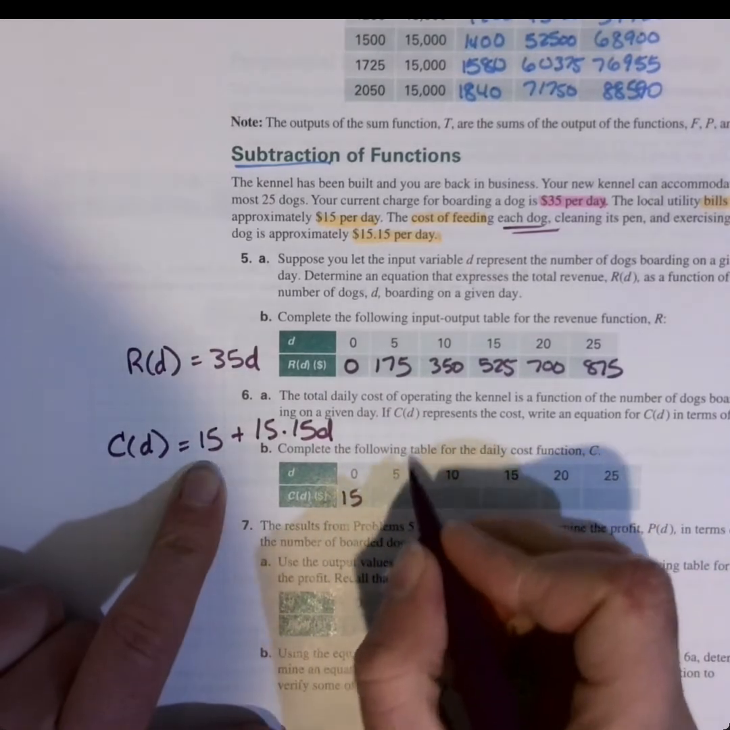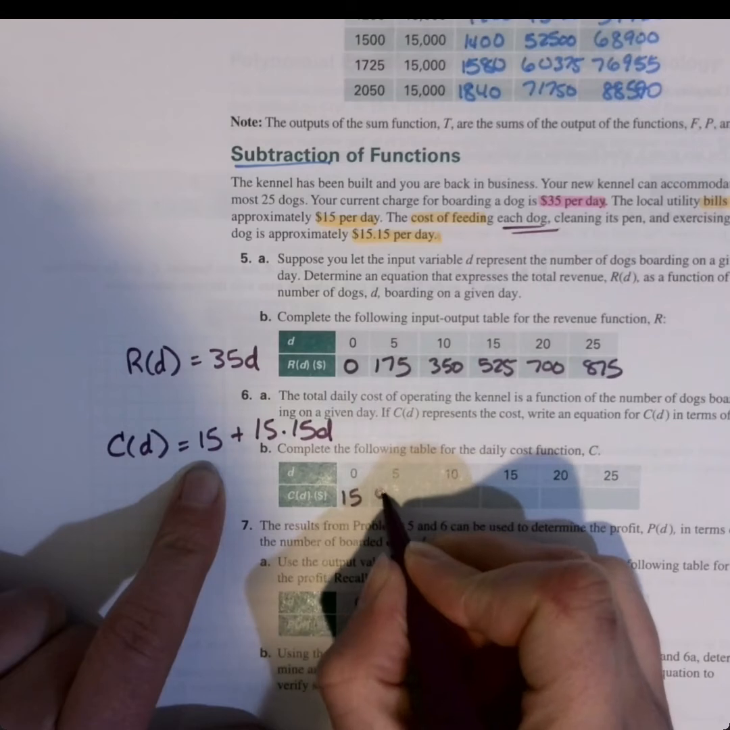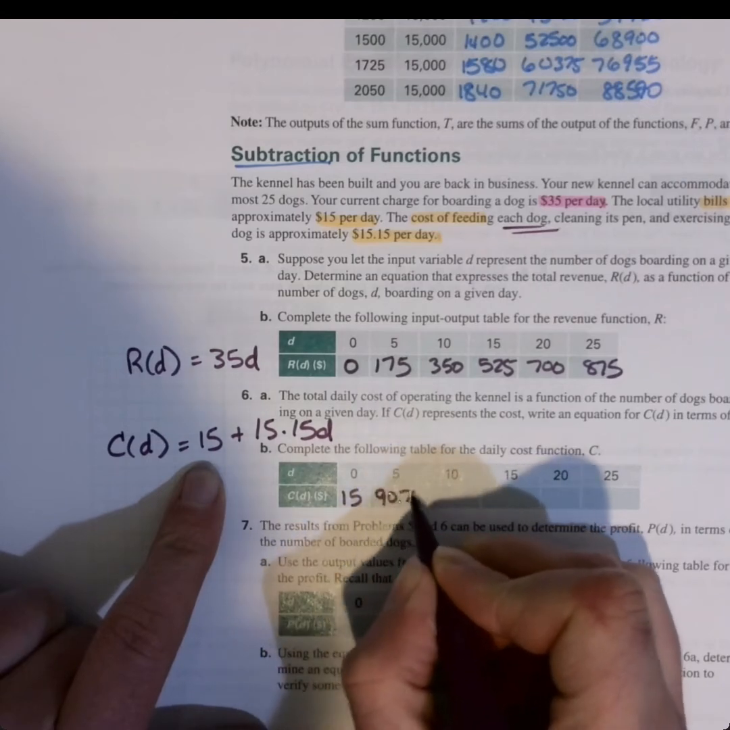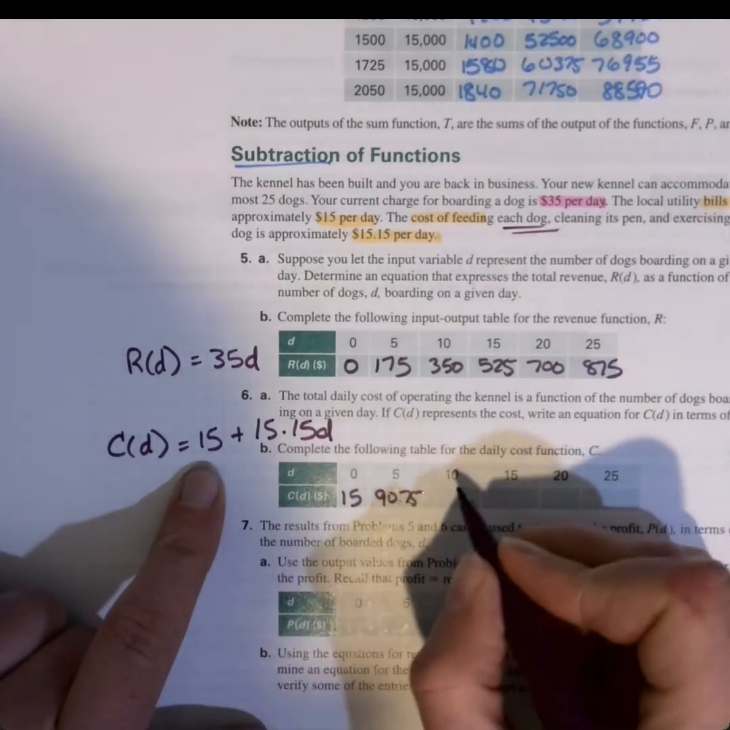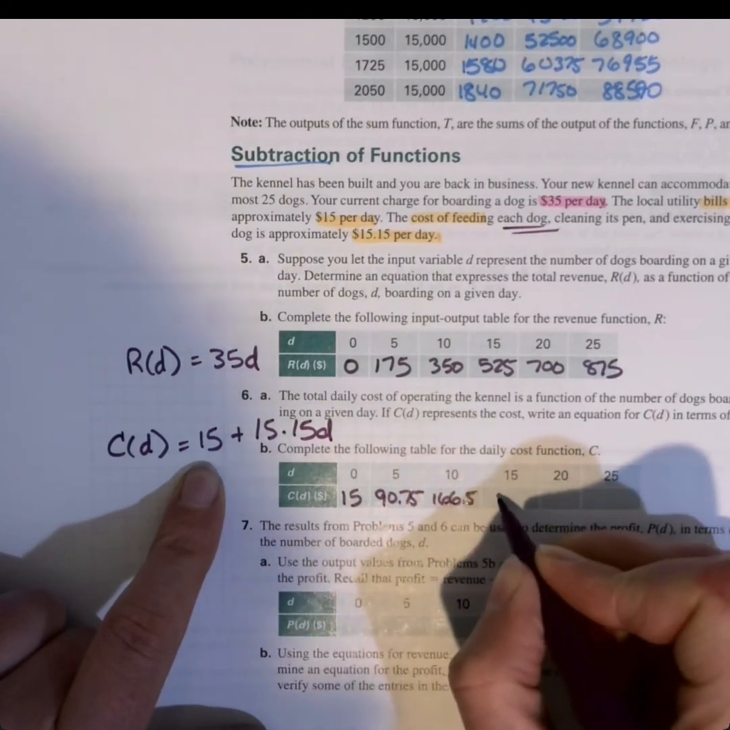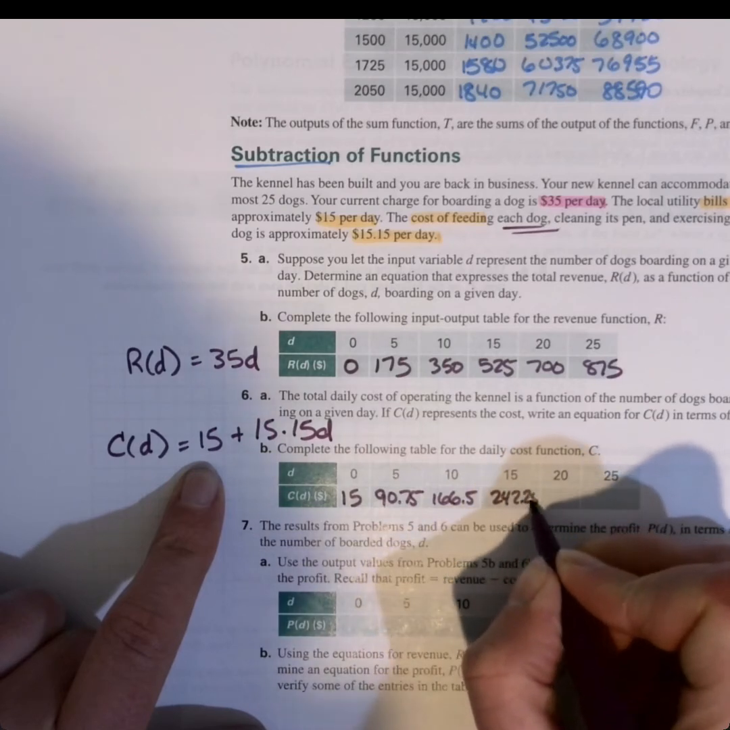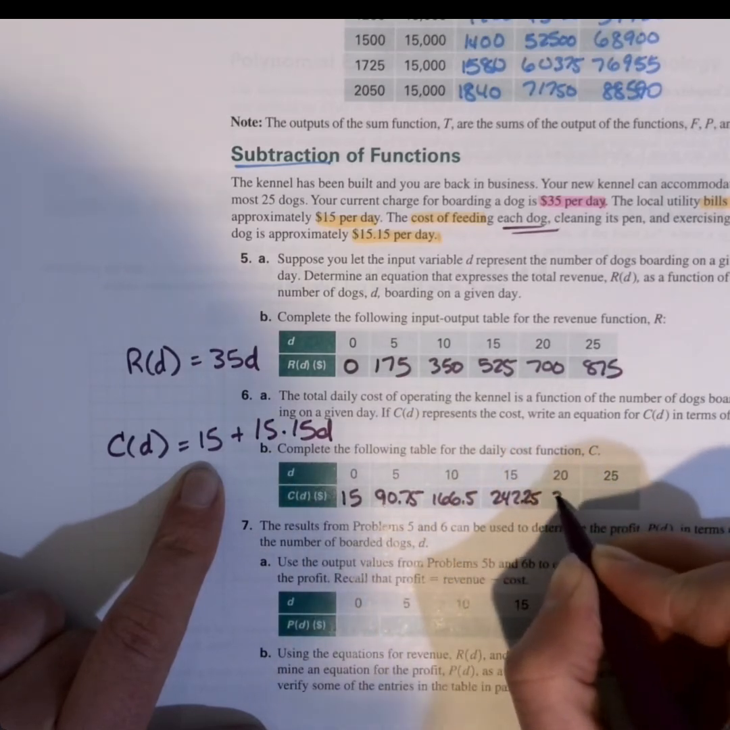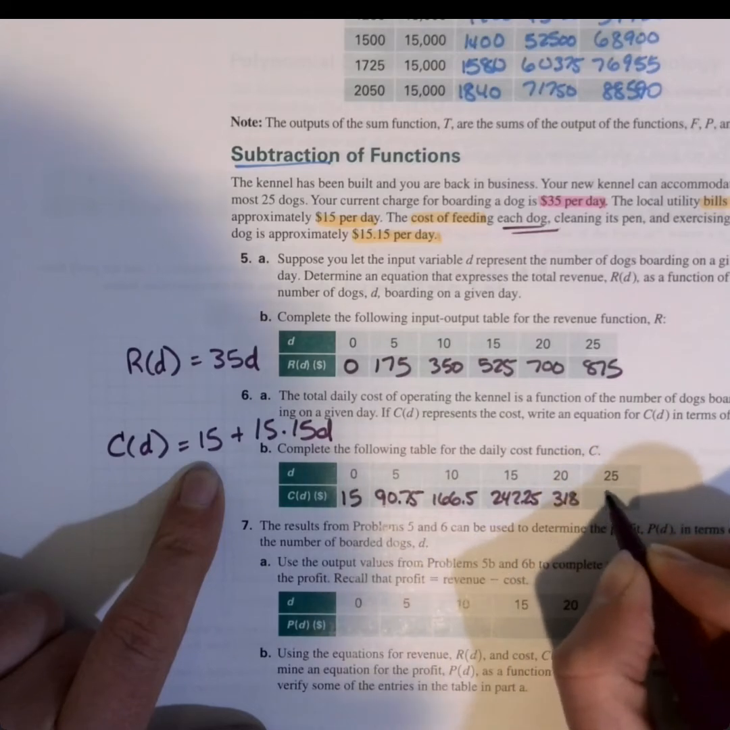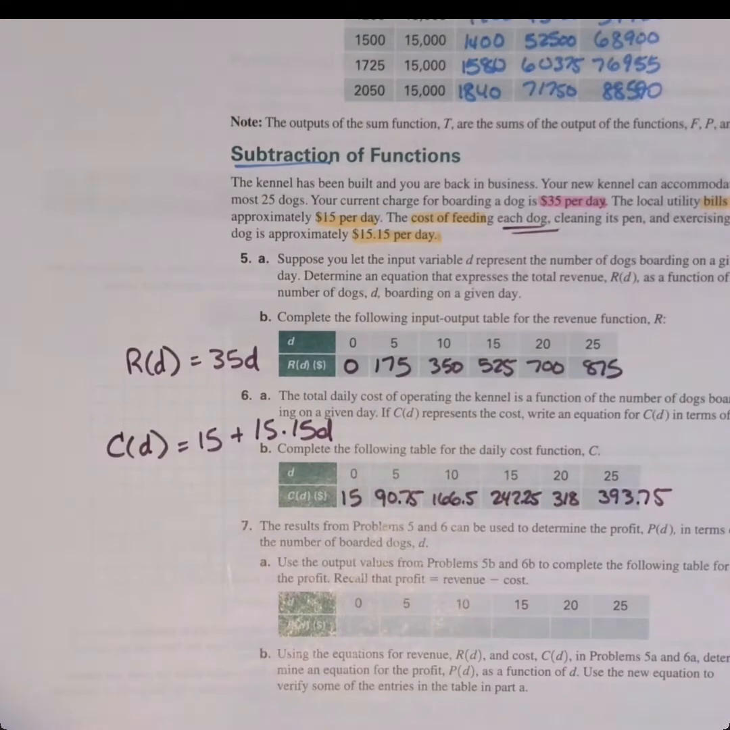5 dogs, 15.15 times 5 plus 15, that's going to give me 90.75. And then 10 dogs, 166.50. 15 dogs, 242.25. 20 dogs, $318, and 25 dogs, $393.75.